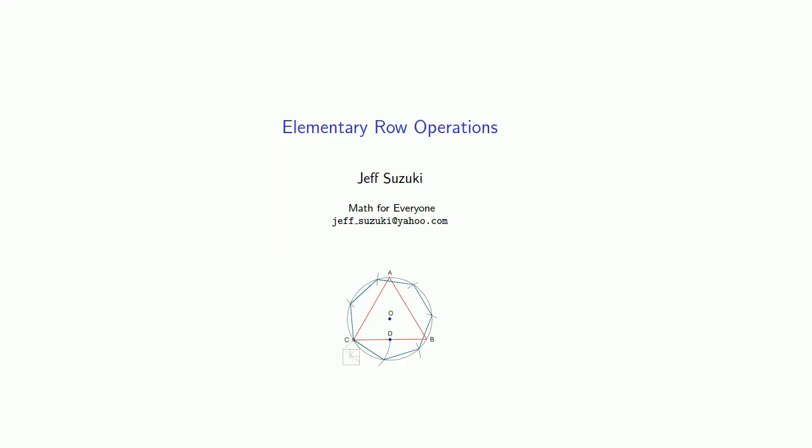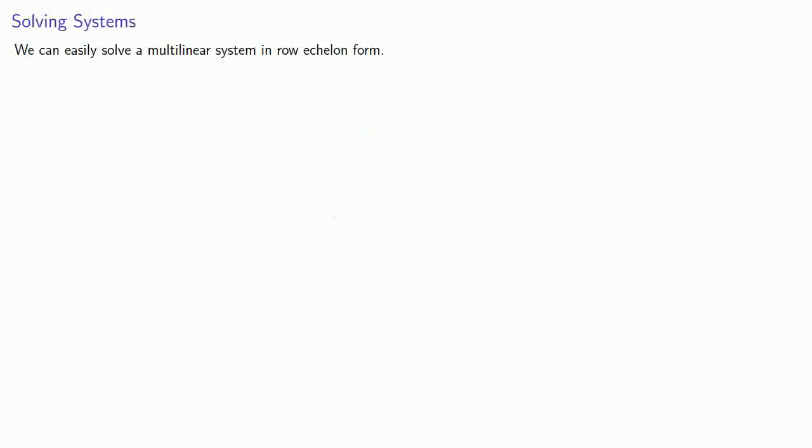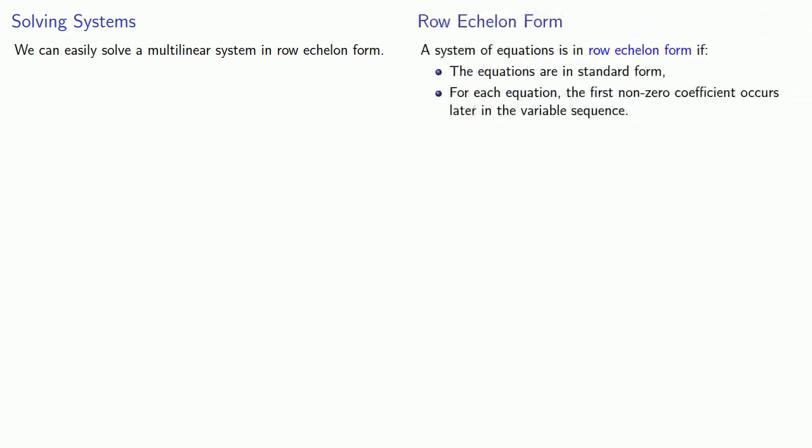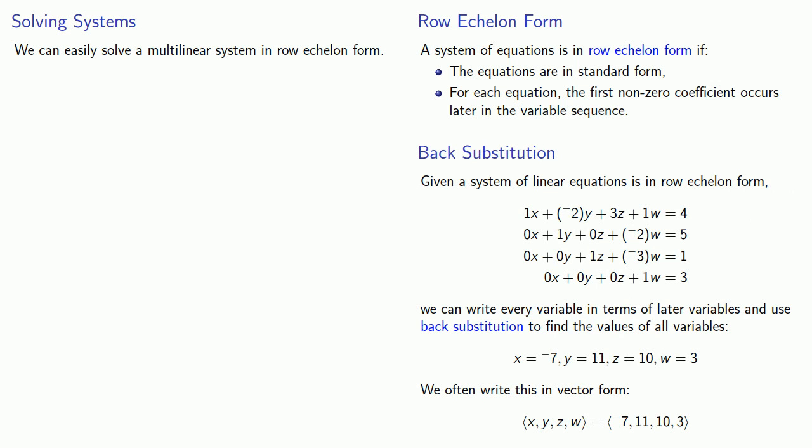A useful aspect of matrix algebra is our ability to solve multilinear systems through the use of what are called elementary row operations. So remember that if we have a system of equations in row echelon form, we can solve it easily through the use of back substitution. But what if it's not in row echelon form?